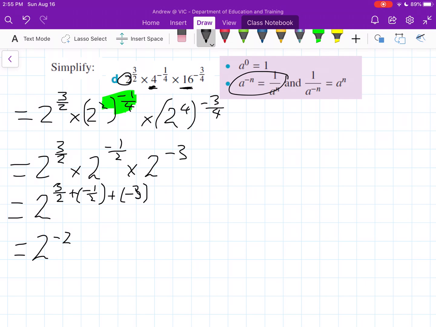Okay? So we've got a negative power, and we need to make it a positive power by putting it all over 1, so 2 to the power of 2. So this can simplify down to 1 over 4.